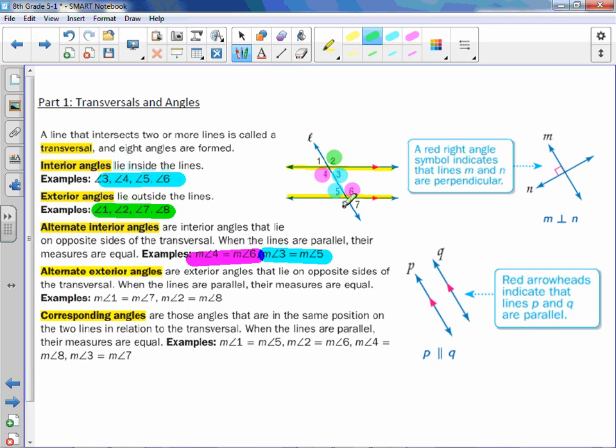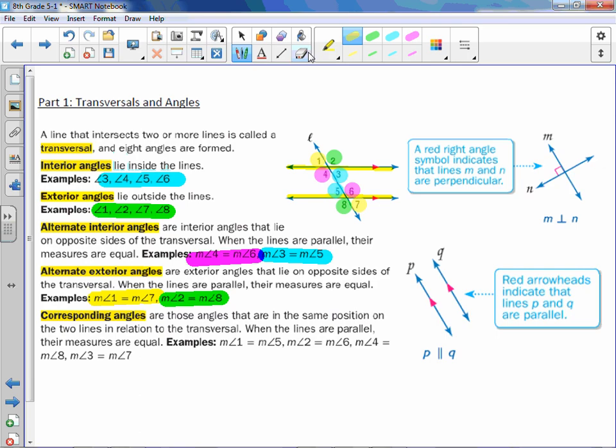So then alternate exterior are the exterior angles on alternating sides of your transversal. So 2 is alternate exterior to 8, and those are also equal, as well as 1 alternate exterior to 7, and those again are also equal. Okay. Corresponding are those angles that have the same position on the two lines in relation to the transversal, when the lines are parallel and their measures are equal.